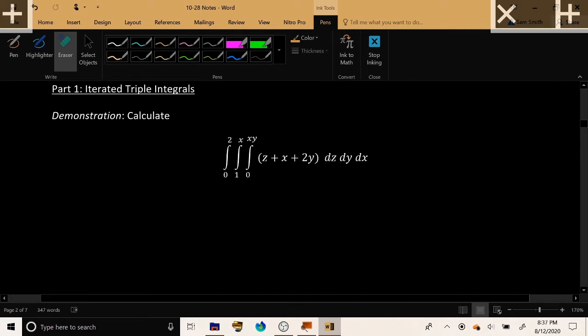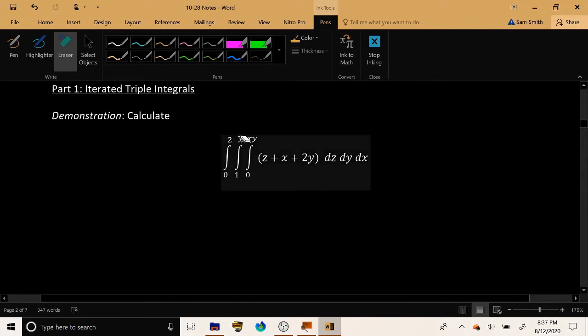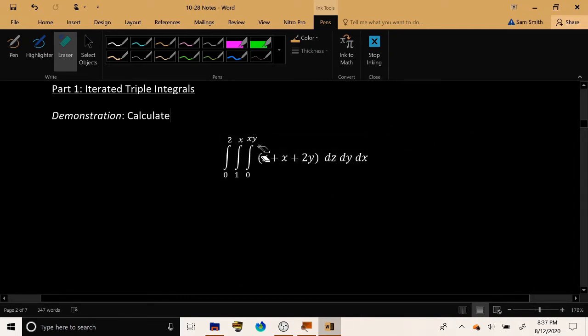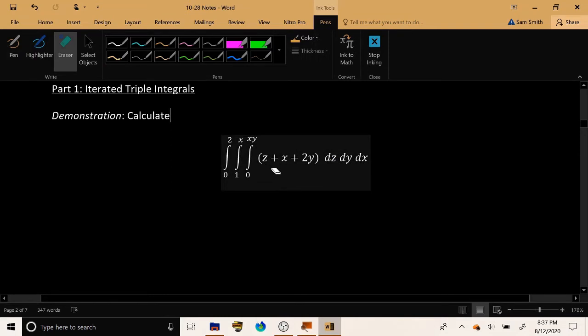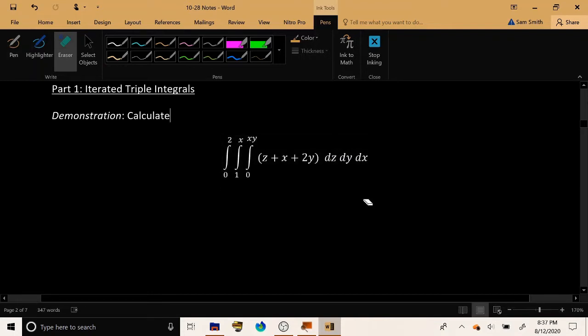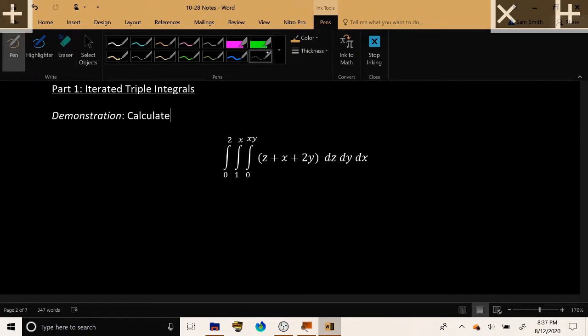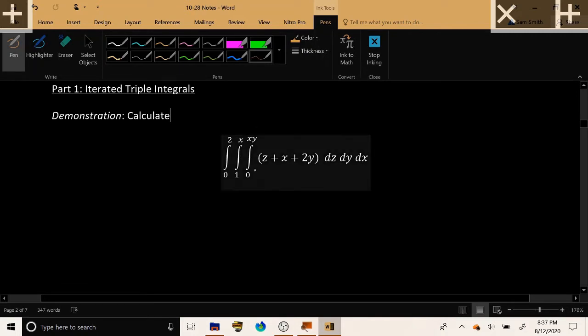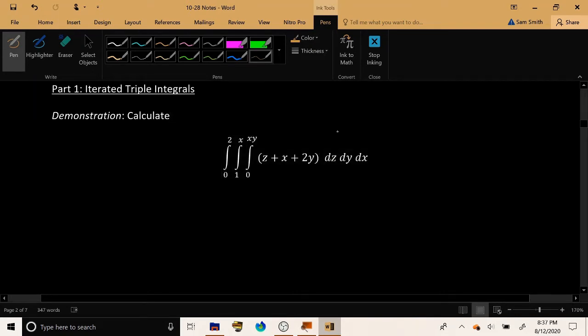Now, to demonstrate the method, I'm going to walk you step by step through a particular example here. We're integrating from 0 to 2, 1 to x, 0 to xy, the integrand consisting of z plus x plus 2y, first with respect to z, then with respect to y, and finally with respect to x. Now, as in the case of a double integral, triple integrals are calculated from the inside out. So the first thing I'm going to start on is this integral from 0 to xy of z plus x plus 2y.